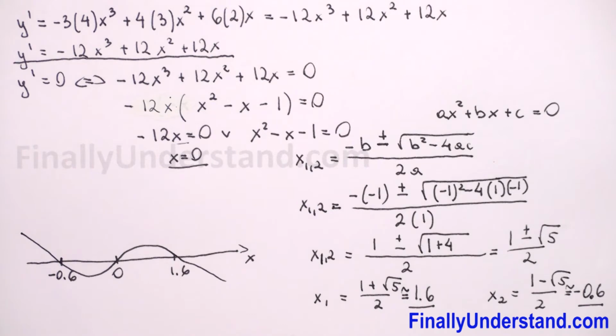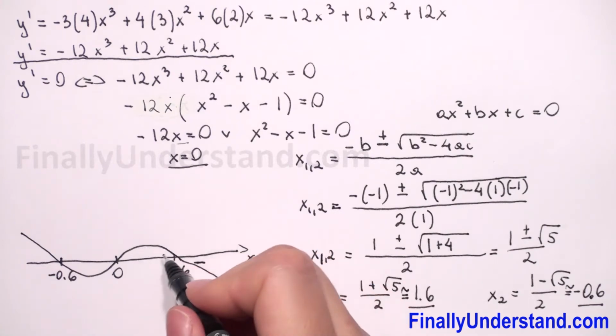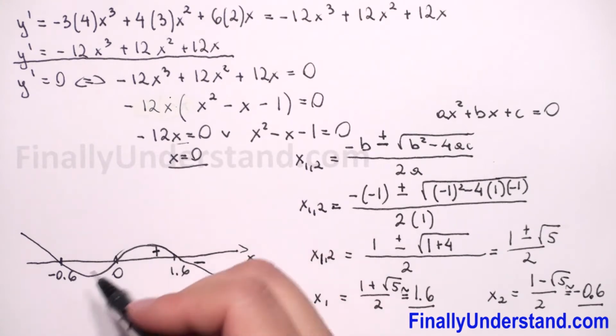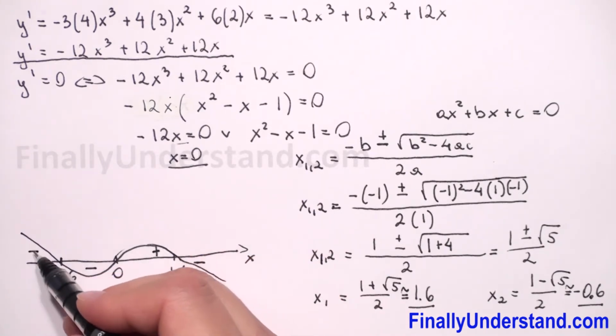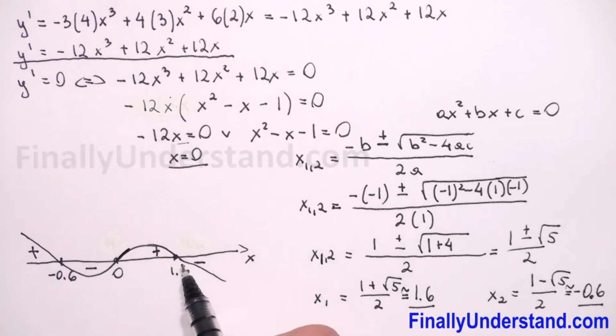Now we just check. When we are on the right side of 1.6, we see that we have negative values. This part is under the x-axis. The part on the left side of 1.6 has positive values. This is negative, and this is positive because it's above. This is under, so we have negative values. Now we have to check on our number line. On the right side of 1.6, we have negative values because this part is under the x-axis, and on the left side we have positive values.